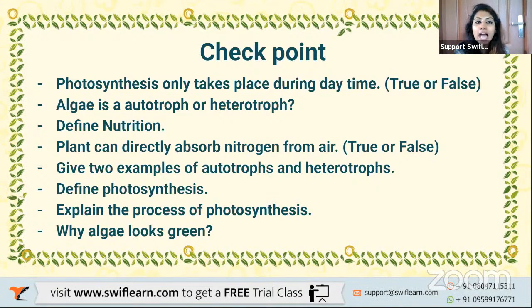Okay. Now, algae is an autotroph or heterotroph? Who will tell the answer for this? Now we have to think, what is autotroph? What is heterotroph? Autotroph is something which will make their own food. Heterotrophs are the other consumers. They will take food from the others who make food. So algae is an autotroph or heterotroph? Who will tell me the answer? Let's see.